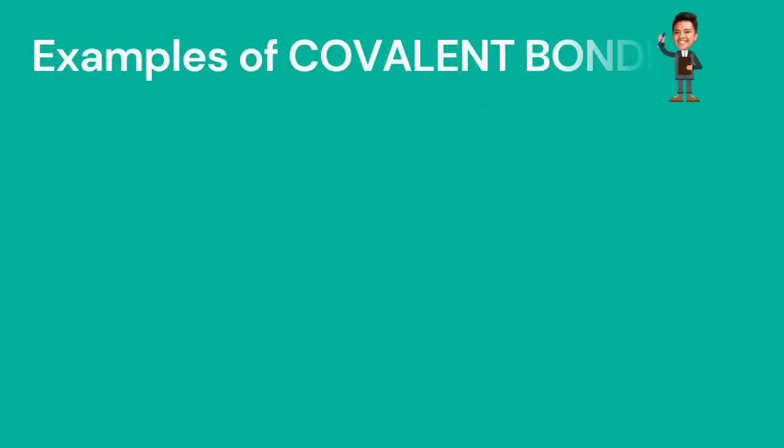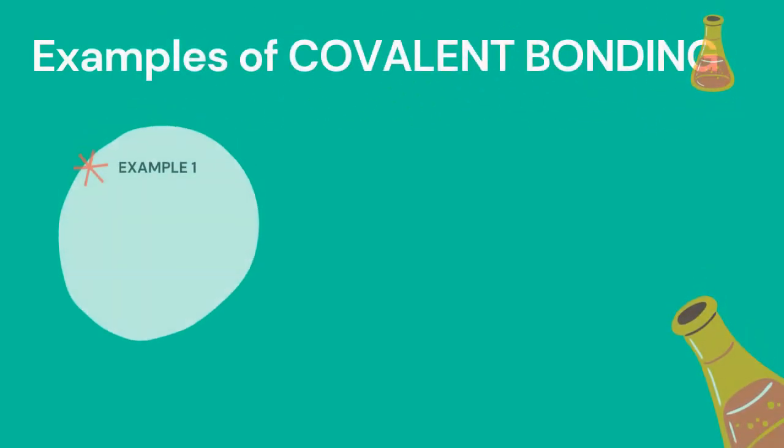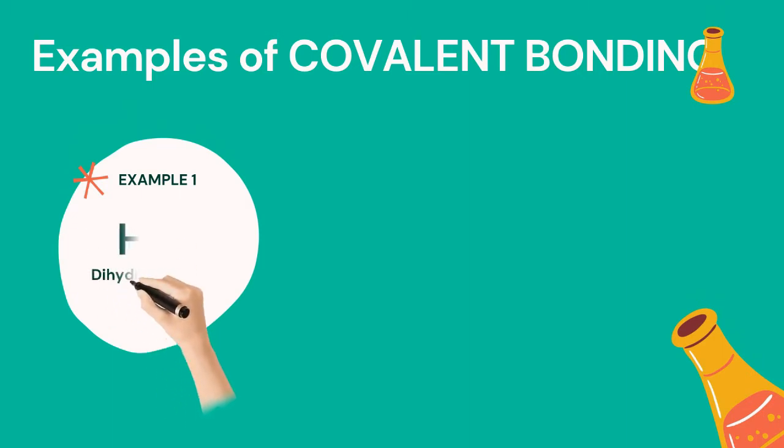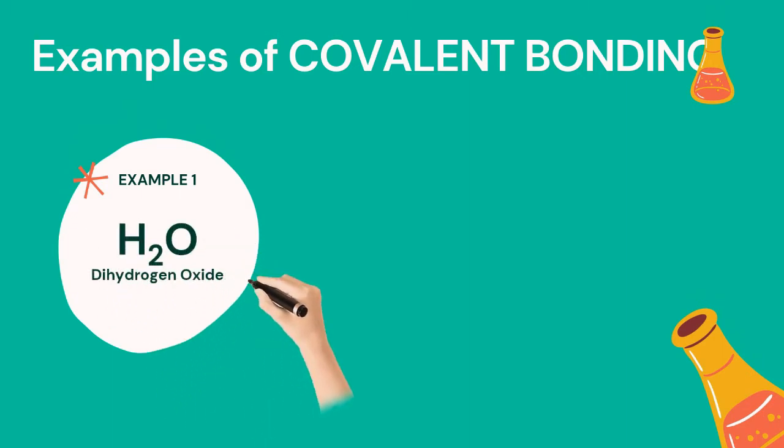Okay, examples of covalent bonding. Number one is dihydrogen oxide. I know that you know what dihydrogen oxide or what H2O is, right?